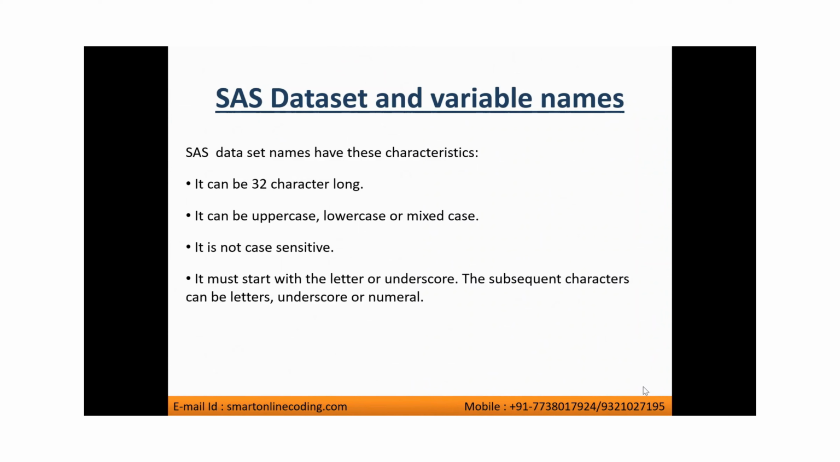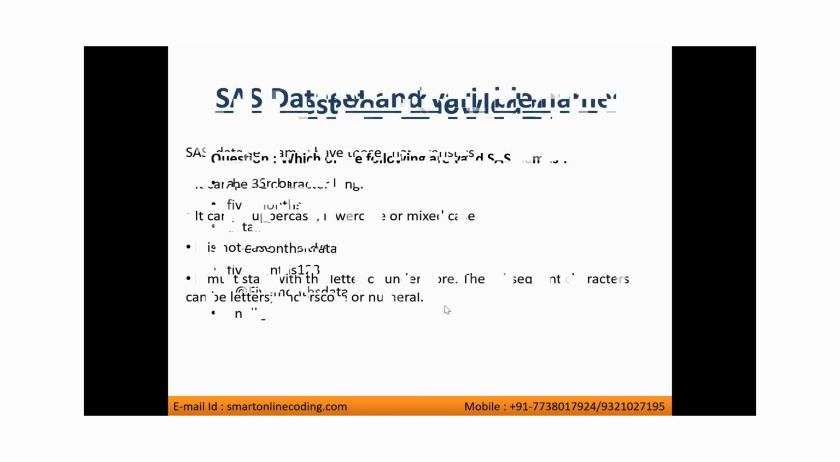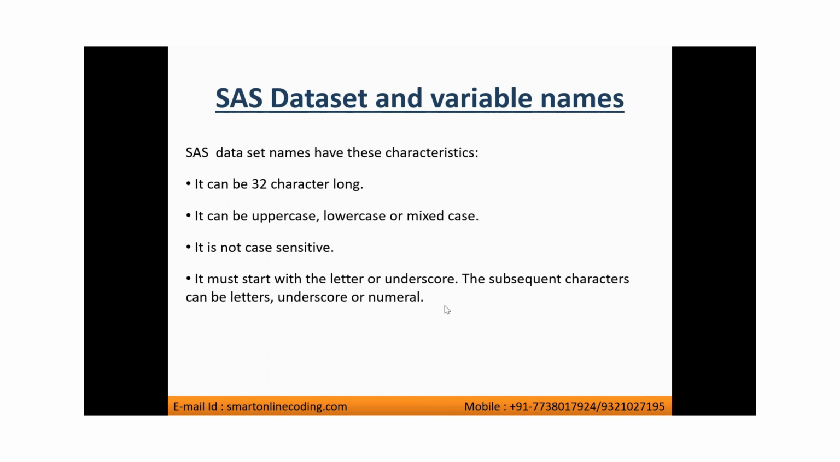Okay, let's go ahead with this. So now the last point is it can start with a letter or underscore. Underscore, you know the special character, the underscore. Underscore is allowed in the SAS dataset naming convention, and letters are allowed as the first character. The subsequent characters, meaning the characters after the first one, the second, third, fourth onwards, could be a letter, underscore or numeral, it doesn't matter, all are acceptable.